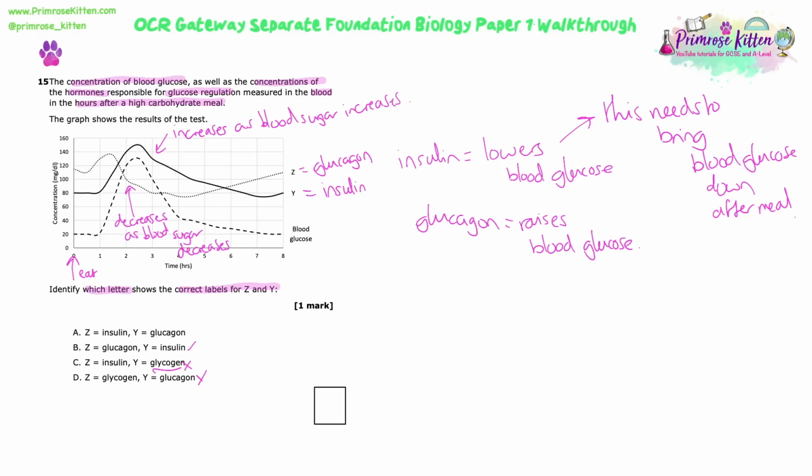So it's not C because that's the opposite way around. It's not D because that doesn't have both the hormones in it. And so we just check it is B because we've got glucagon being Z and insulin being Y. Okay, so that's the end of our multiple choice section.